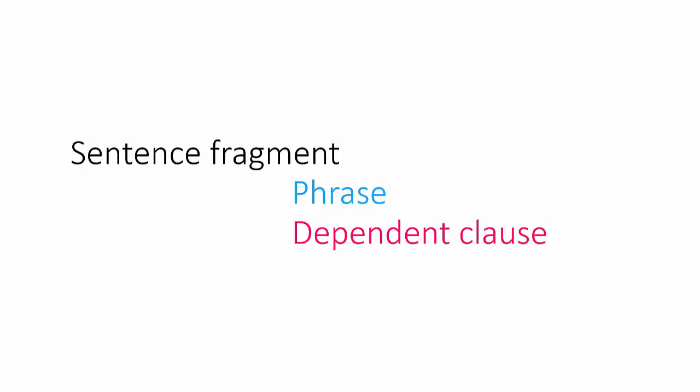A sentence fragment is part of a sentence, usually a phrase or dependent clause that is punctuated as if it were an independent clause or complete sentence. In other words, a sentence fragment doesn't have a subject, or it doesn't have a verb, or it doesn't express a complete thought.